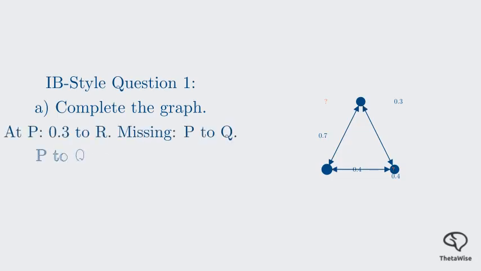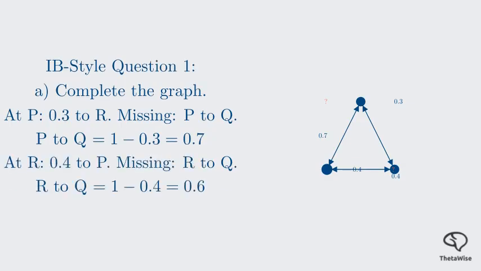From node P, we have one known probability of 0.3 to R. Therefore, the probability to Q must be 1 minus 0.3, which is 0.7. From node R, we have one known probability of 0.4 to P. So the probability to Q must be 1 minus 0.4, which is 0.6. So our completed graph has a probability of 0.7 from P to Q and 0.6 from R to Q. This completes the first part.